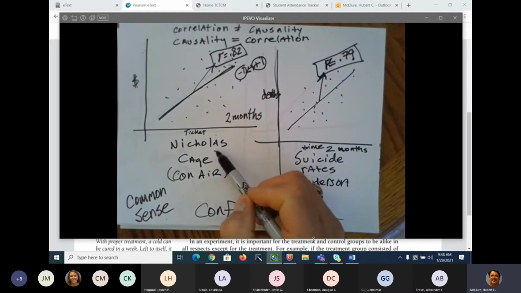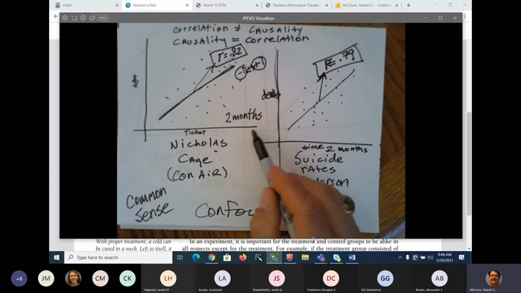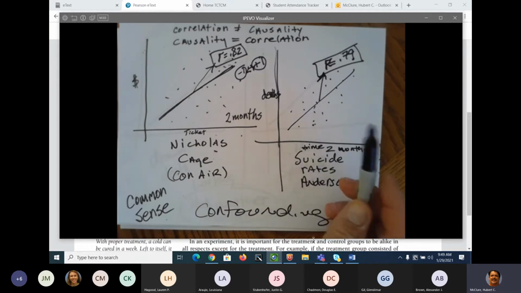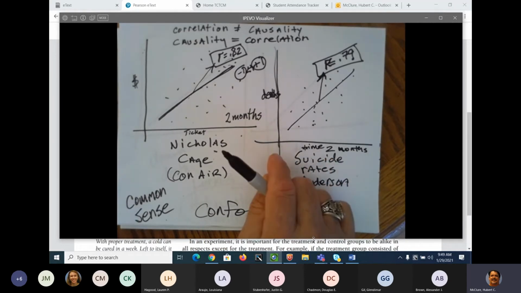A Nicolas Cage film, as terrible as they usually are, does not mean that you're going to commit suicide because you watched a Nicolas Cage film. Now, there are some films right now that they're putting out in Hollywood that might cause you to commit suicide because they're terrible. I watched Wonder Woman 84, and even though that actress is a beautiful woman, that movie was about the worst movie I think I've ever seen. Anybody ever seen that movie?